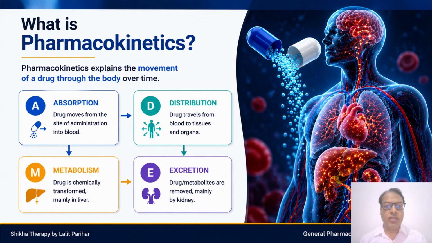So remember, this is the simple sequence: absorption from the site of administration to blood circulation, distribution from blood to body tissue, metabolism from drug to metabolite, breakdown into the metabolites, and excretion out from the body.